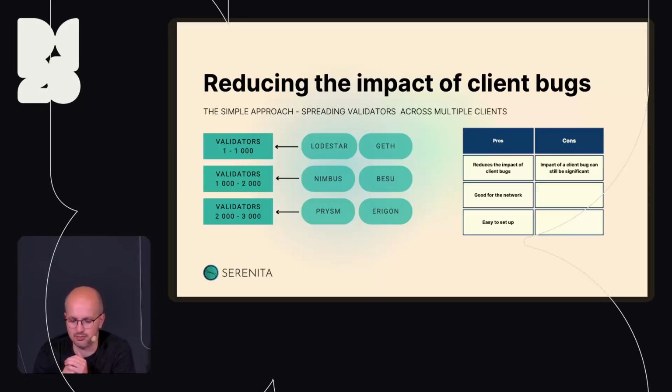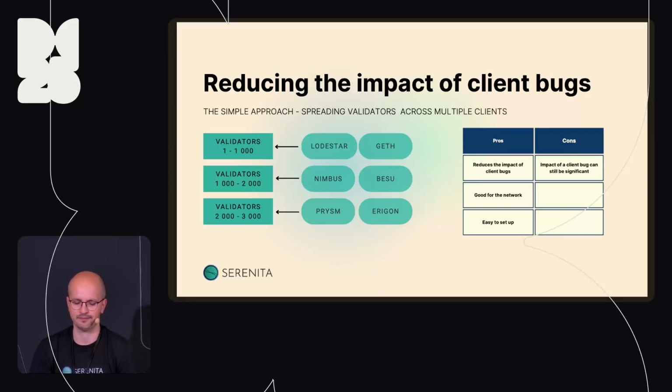The pros of this approach is that if everybody were to do this, we would be in a very good space. So it's good for the network if you do this. It's a simple approach, it's relatively easy to set up, and it still reduces the impact of client bugs. But in this case, if, say, one of these client combinations does have a bug, still a third of your validators would go offline.